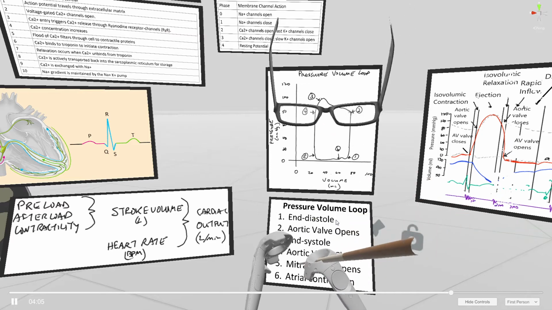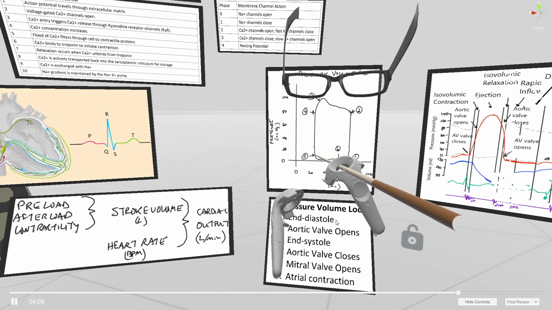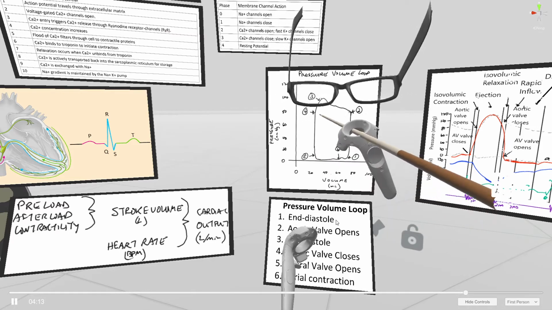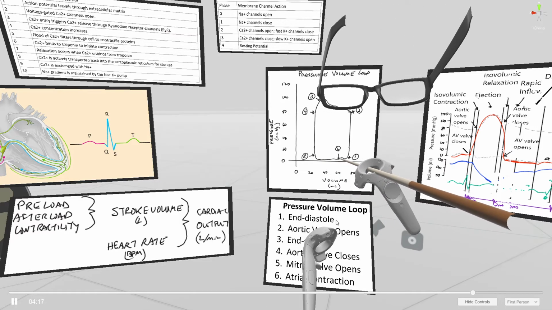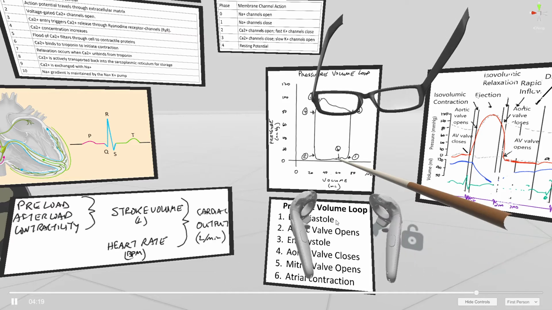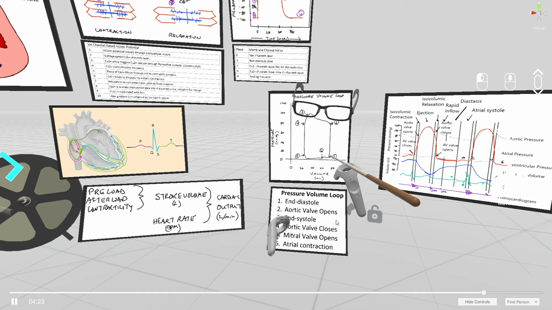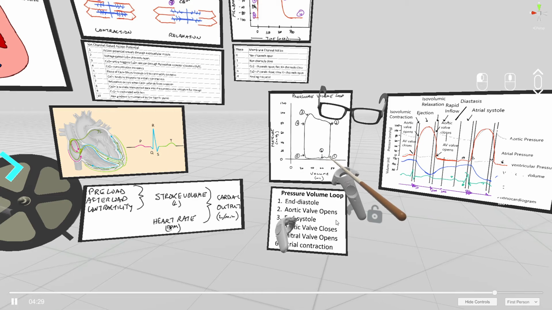And then you get this flood of blood into the heart, beginning as the mitral valve opens here, at 5, and you get the flood of blood into the heart here. And 6 is when the atria gives that last little kick. If you consider this as blood moving in, you have diastole, where blood is moving into the heart, and systole, where it's moving out.